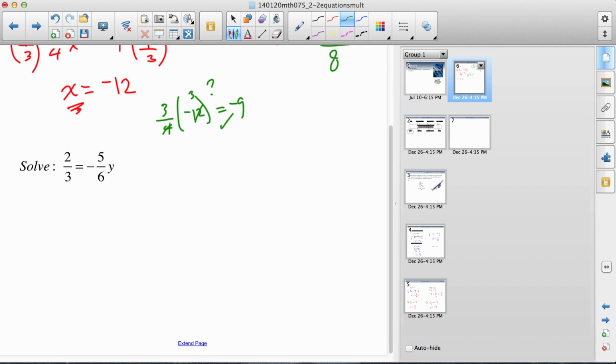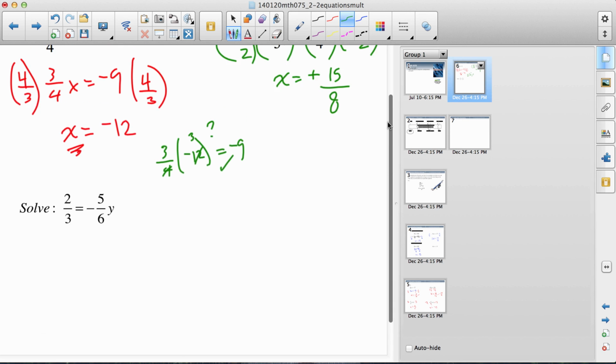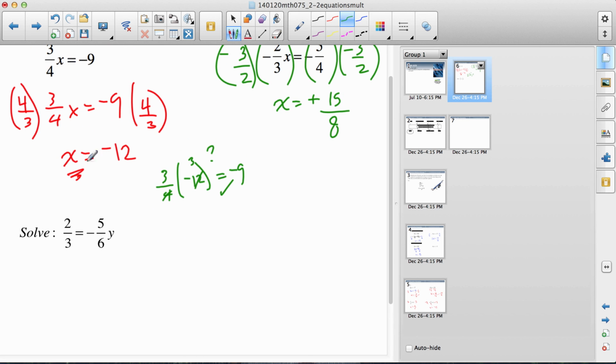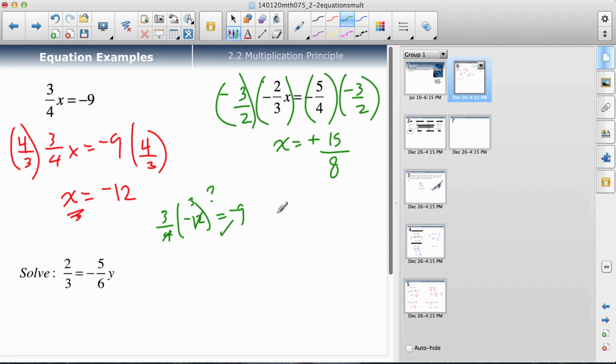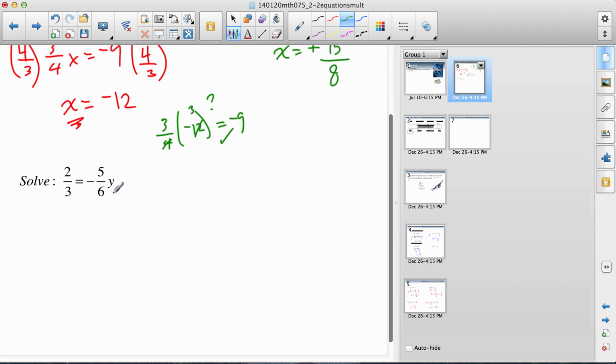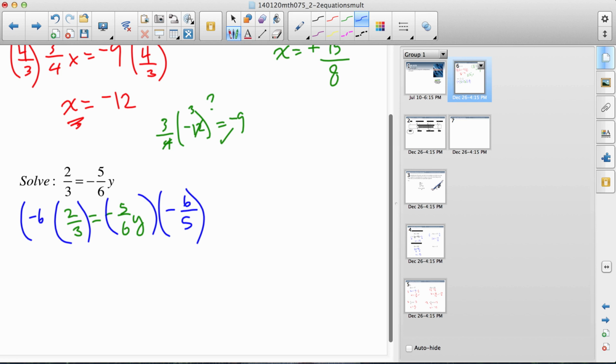Hopefully. Last one. Oh, something's messed up here. All these ones up here, my x was on the left side. This one's on the right side. If it's on the right-hand side, that's okay. You just have to focus on getting rid of this stuff here, not getting rid of that stuff. So if I have 2/3 is equal to negative 5/6 y, what I want to do is get rid of this. So I'm going to take and multiply this side by a negative 6/5. Notice I don't multiply by y, it's just the number I want to get rid of. And then if I do it on that side, I've got to take this and multiply it by negative 6/5.